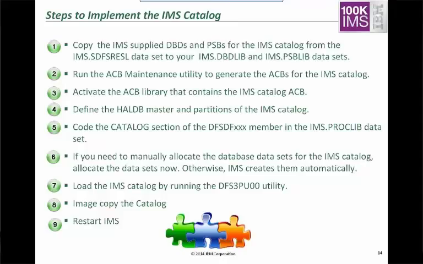Once you've got the information in the IMS catalog, it's populated, now you're ready to use it. But before you do that, Step 8 says it's a good idea to take an image copy of the catalog because it's a database dataset. What happens if it crashes? How do you recover it? So you want to start off by taking an image copy of the catalog. And then you simply restart IMS, and IMS will start using the information from the catalog. So that's a high-level look at the 9 simple steps that are required to implement the catalog. Now I'll go through each one of these steps in a little more detail. On to the next page.